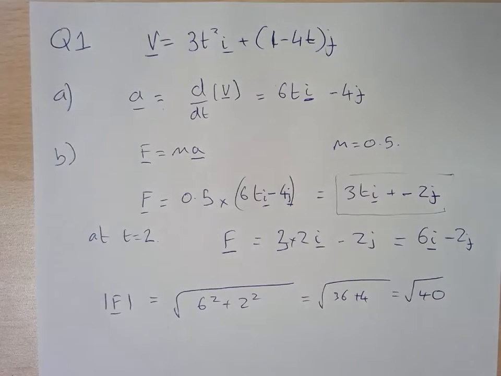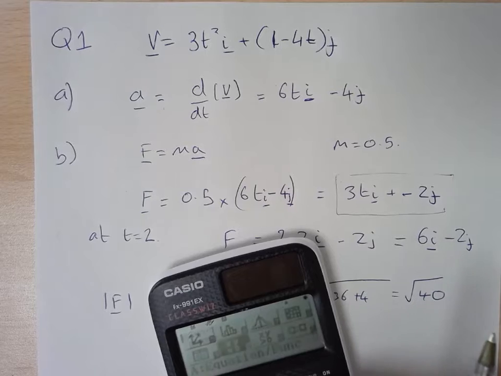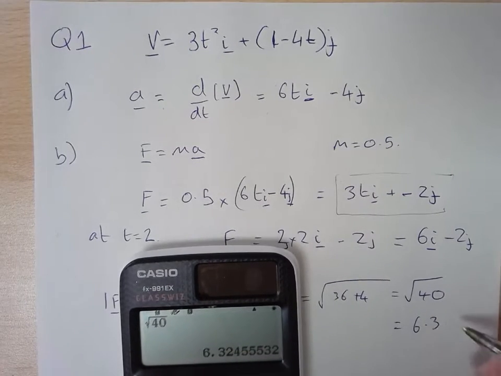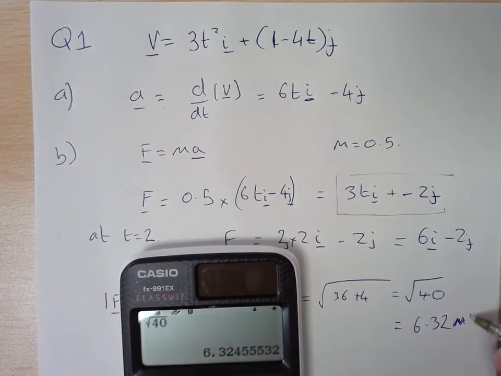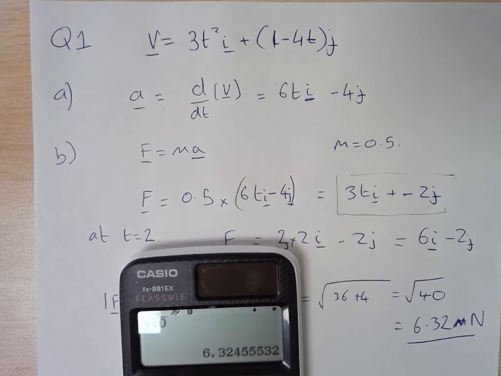Because it's mechanics, we're going to write this as a decimal using our calculator, so we do square root 40, turn it into a decimal, and we're going to write this down as 6.32 newtons, because it's a force. So remember 3 or 2 significant figures for mechanics, and that's the question done.